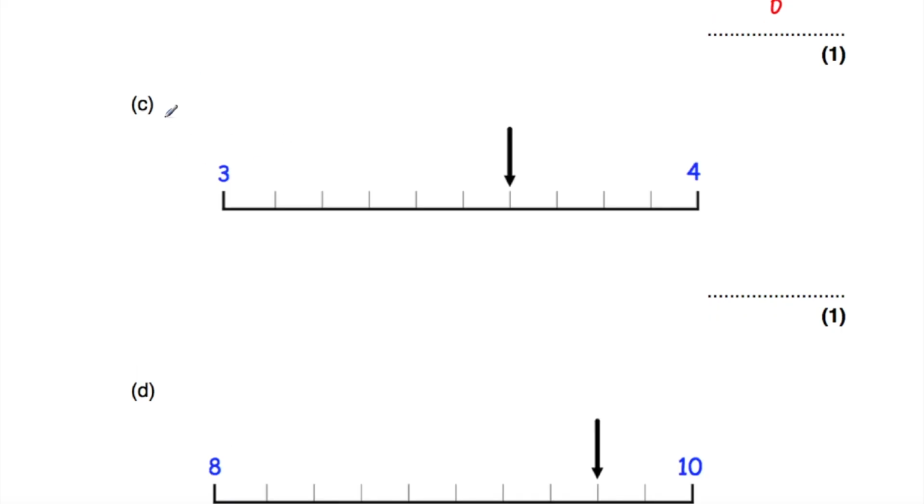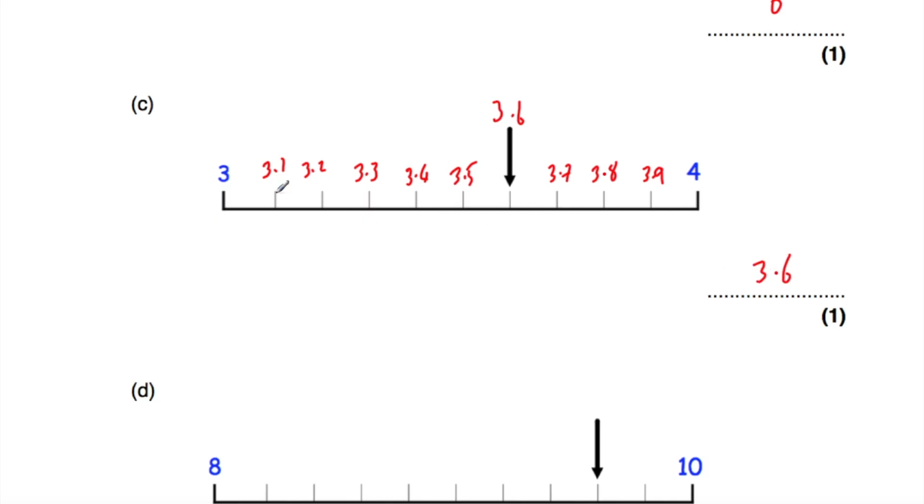Okay, let's have a look at our next part, part C. So part C, we've got 3 here and 4 here, and we want to know what this arrow is pointing to. Well, it's not getting bigger by 1s, obviously, because it'll be 3, 4. So there's going to be decimals that it's getting bigger by each time. So let's try 0.1s and see if that works. So 3.1, 3.2, 3.3, 3.4, 3.5, 3.6, 3.7, 3.8, 3.9 and then 4. So it is getting bigger by 0.1 each time. So that means the arrow is pointing to 3.6.